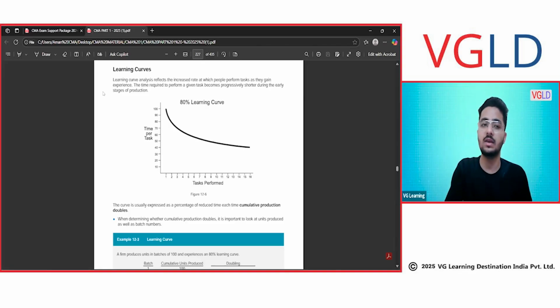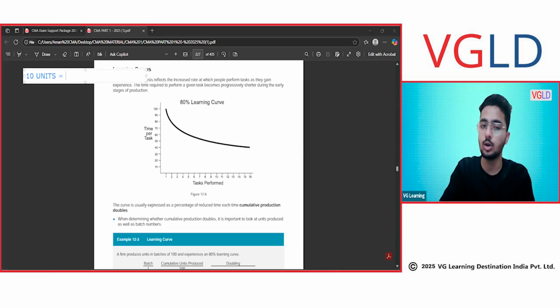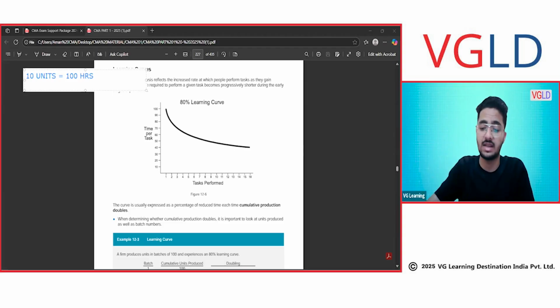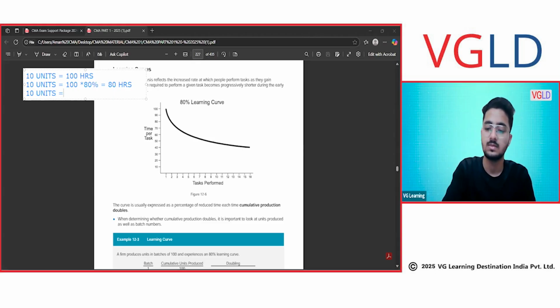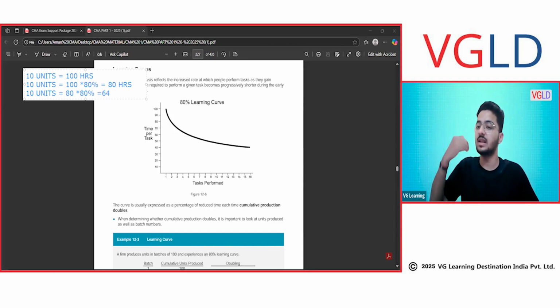Earlier, for example, for 10 units, I took 100 hours. For the next 10 units, I will only take 100 into 80%, that is 80 hours. For the next 10 units, I will only take 80 multiplied by 80%. So you can see that I am reducing my time. That is what helps me by using this learning curve percentage.